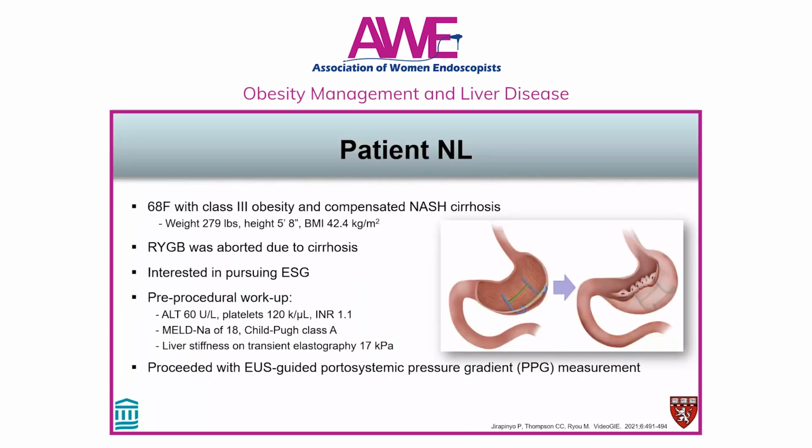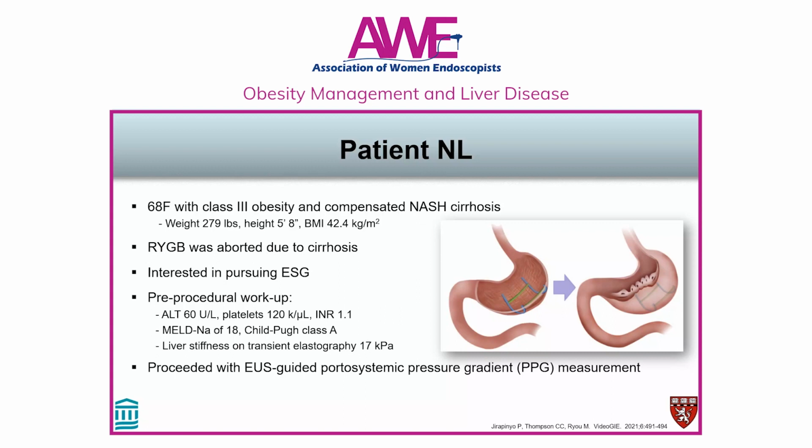Let's look at another patient of mine. She's 68 with class 3 obesity and compensated NASH cirrhosis. Her BMI was 42.4. She actually went to the OR for an attempted Roux-en-Y gastric bypass, which was aborted due to cirrhosis. The surgeon then sent the patient to me for consideration of endoscopic sleeve gastroplasty.